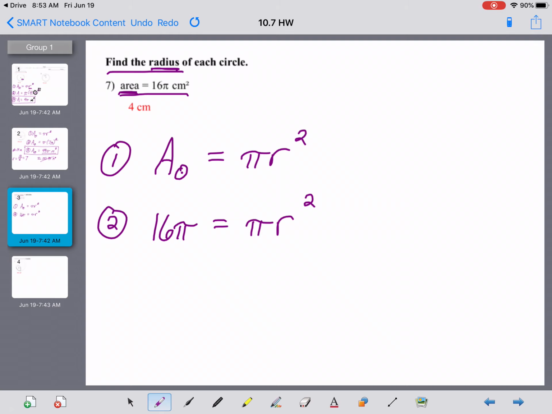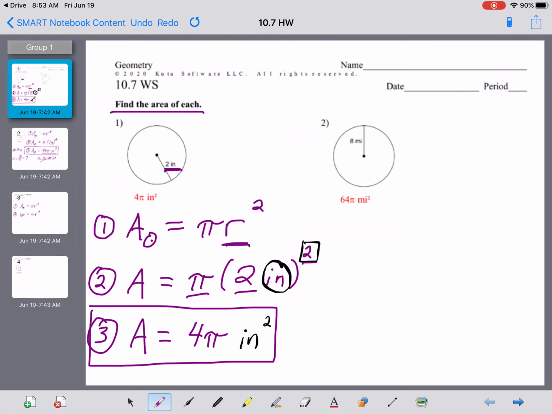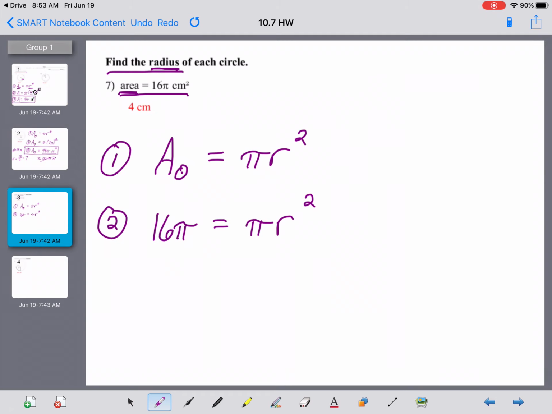So this is kind of a reversal of what we were doing earlier, where we knew the radius and we were trying to find the area. Now we're going the opposite direction. We know the area and we're trying to find the radius. So now this really becomes an algebra problem. We've got to try to get r all by itself.